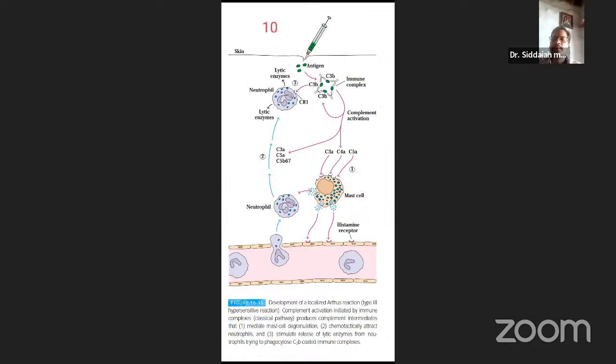Arthritis is one of the best examples of the hypersensitive third reaction. The kidney damage, liver damage, brain damage, tissue damage, all of that is also hypersensitive third reaction. Okay, this is about hypersensitive third reaction.